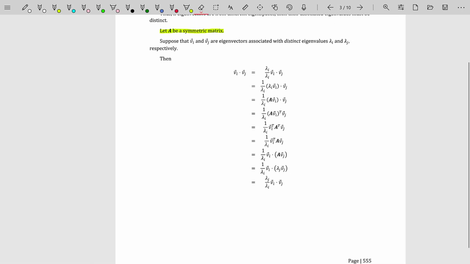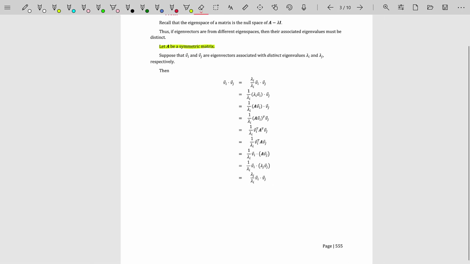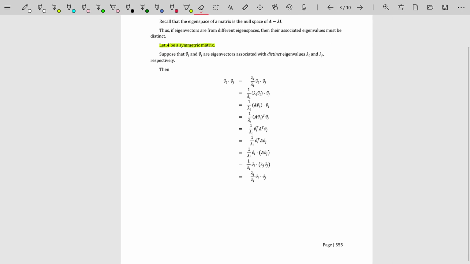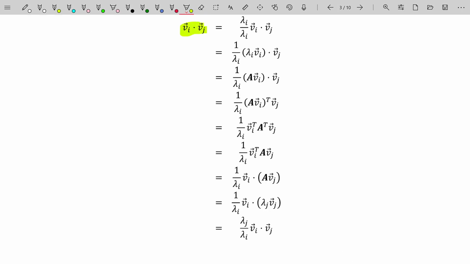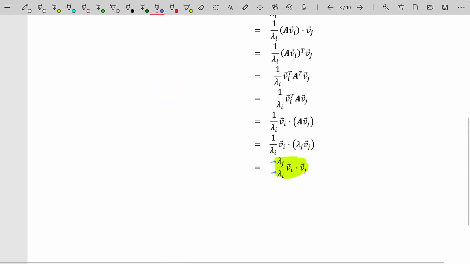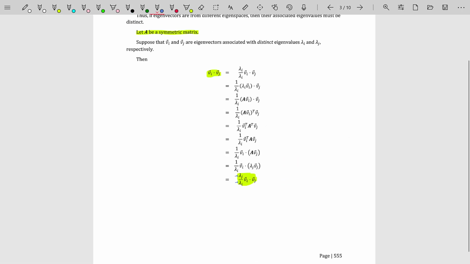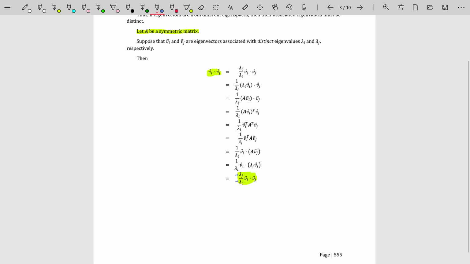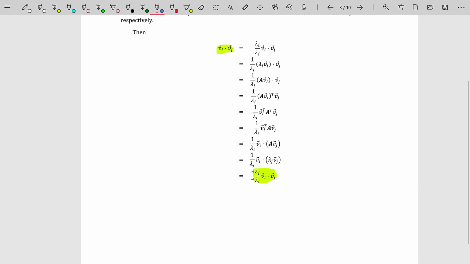But one thing that we stated from the get-go is that these eigenvalues have to be distinct. They're not the same values. So if this dot product is equal to that ratio times the dot product, that can only be true in one of two cases. First, if the ratio of these two eigenvalues is 1, that is, if lambda sub j is equal to lambda sub i. However, that's just not the case. We already know those two eigenvalues are distinct. And so the only other way for these two to be equal is if the dot product itself is just 0.